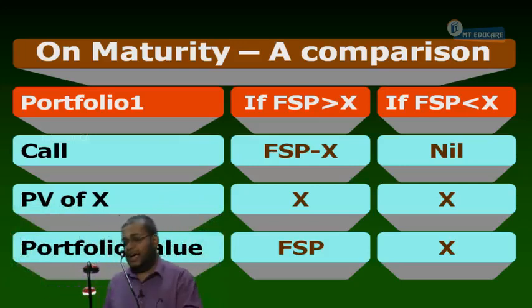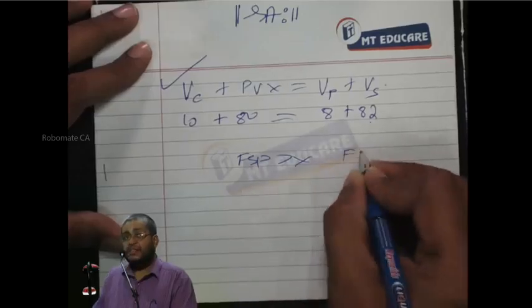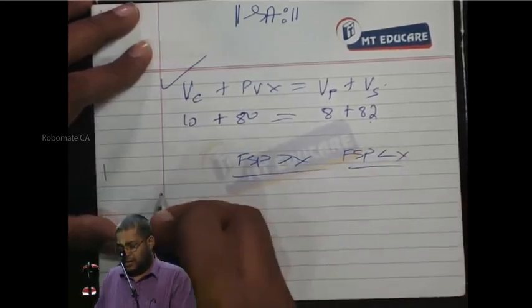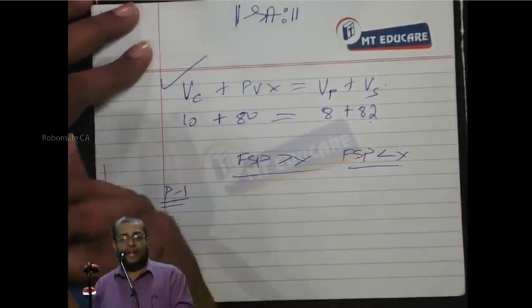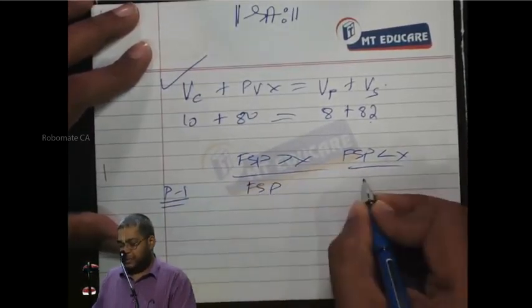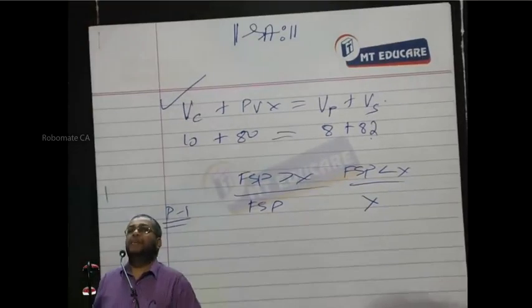Okay, now I'll just write it for you to get convinced. Now tell me, what is the first item? FSP. Second is X. Now, two situations: FSP greater than X, FSP less than X. Now, I'll write the portfolio 1 value. I just write the conclusion. What is the portfolio 1 value? FSP. And in the other case, X. Everybody, yes or no?